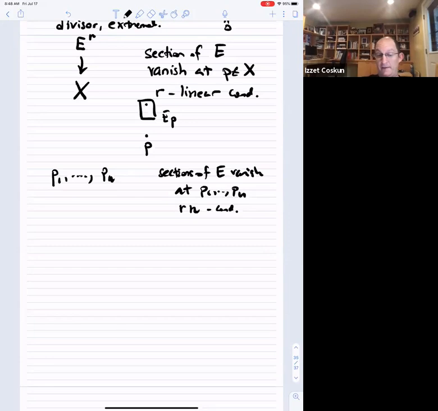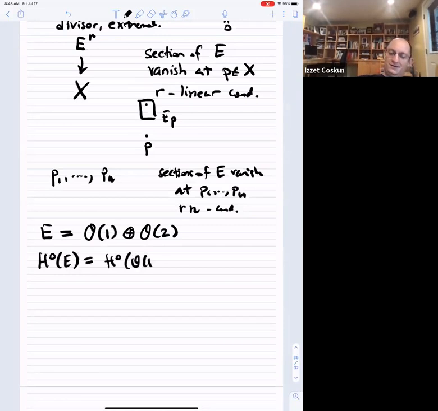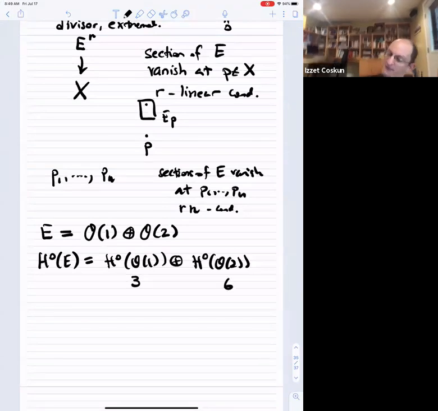Let me give you an example, right? For instance, your bundle of rank 2 can be O(1) plus O(2). So here is a perfectly nice bundle. What are the sections of this thing? H0 of E splits, so you have H0 of O(1) plus H0 of O(2). These are linear forms and quadratic forms. So there are 3 linear forms and 6 quadratic forms in P2.